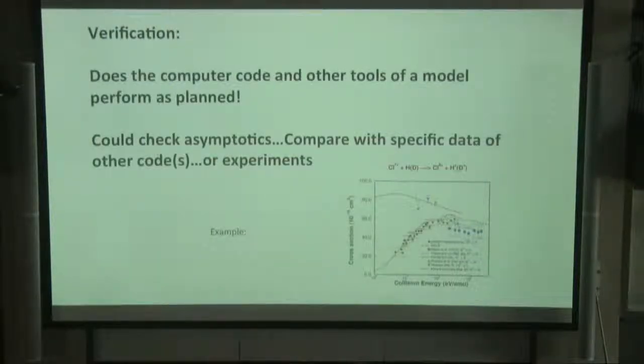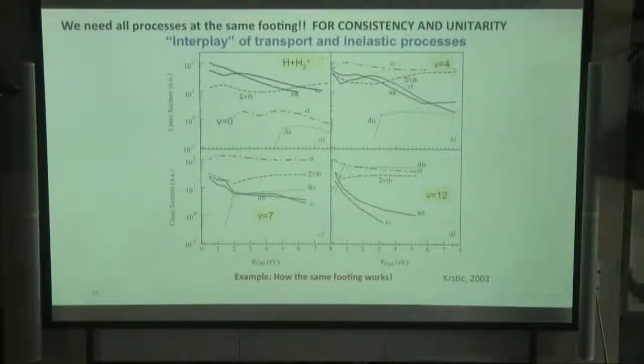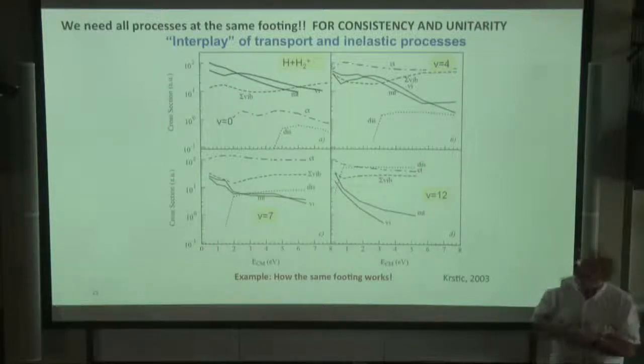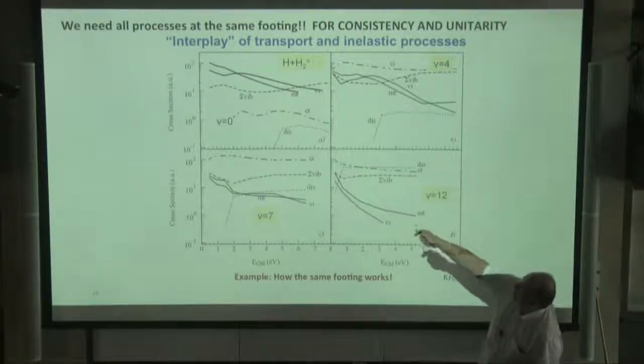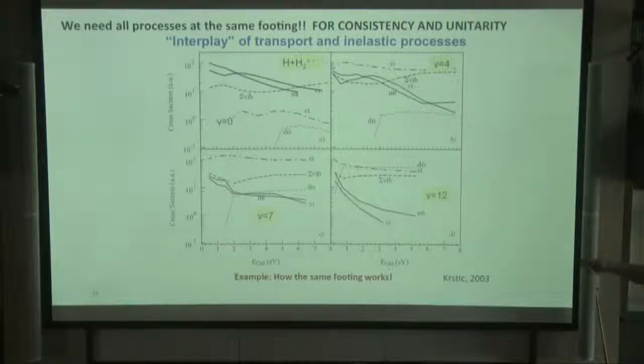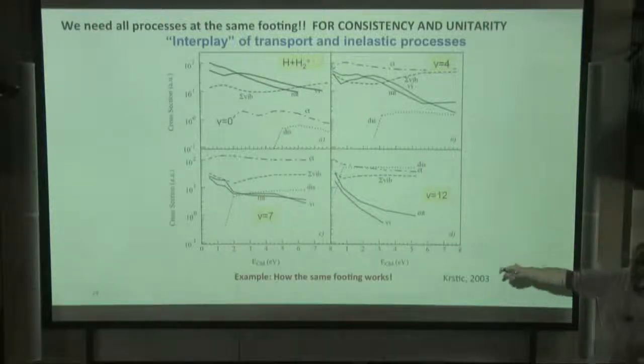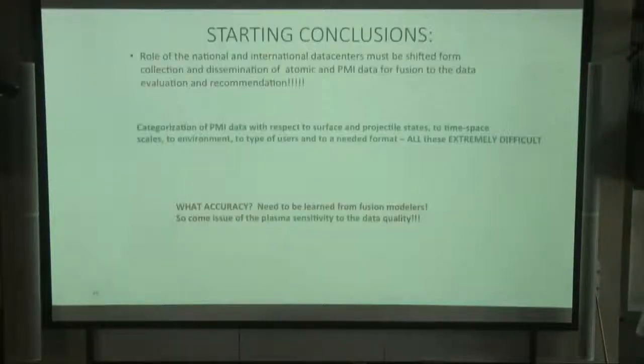And the verification, that's simple. That means the computer code and other tools that we are using are really doing what we want. I want to stress this: consistency and unitarity are extremely important. You want to put all processes on the same footing. Here we have proton H2+ collision with vibrational dynamics included. It's fully quantum, and you can see here as you change the initial vibrational state, your picture of the world is changing. Here, of course, elastic processes, viscosity and momentum transfer are dominating when you start from the ground state. But once you go up, you see that charge transfer dominates, and even excitation, and then dissociation dominates charge transfer, and momentum transfer from the high state is nothing. I mean, you can neglect elastic processes.